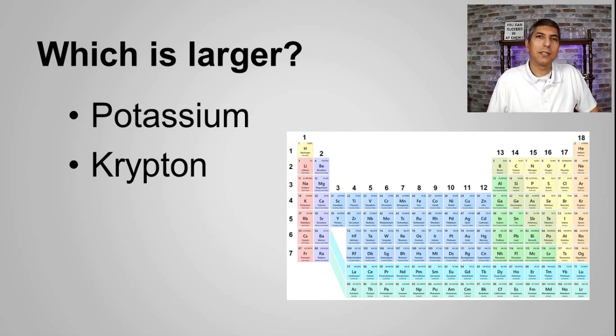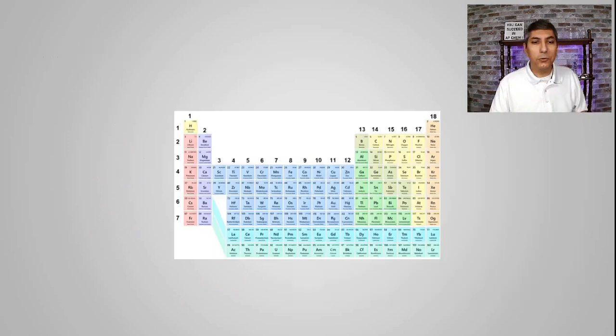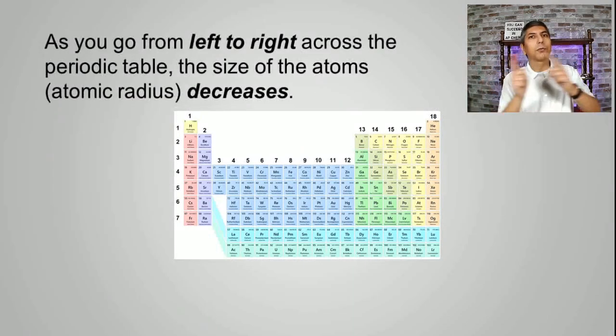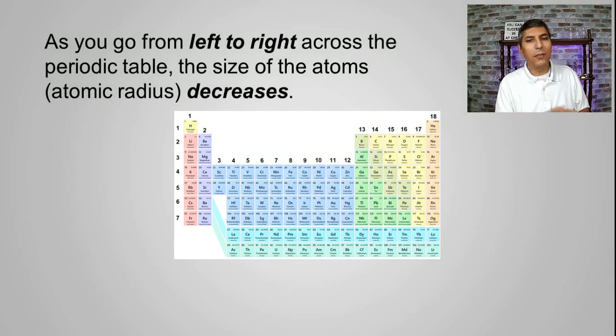When I ask my students this in class, often they say that they think krypton is larger because it has more electrons. It just feels like it's got a larger size. Well, as it turns out, that's actually not correct. We can actually measure the sizes of these atoms and find that potassium is much larger than krypton. Now that surprises most students. The trend is that as we go from left to right across the periodic table, the size of the atoms, or the atomic radius, actually decreases. And so normally we say that the atoms on the left side of the table are larger and the atoms on the right side of the table are smaller.